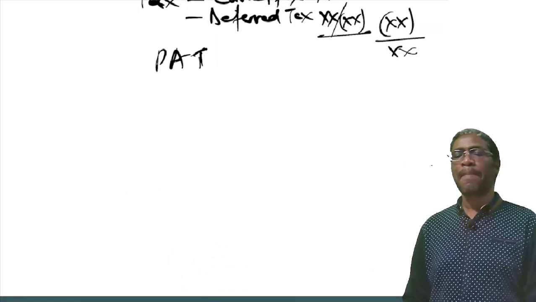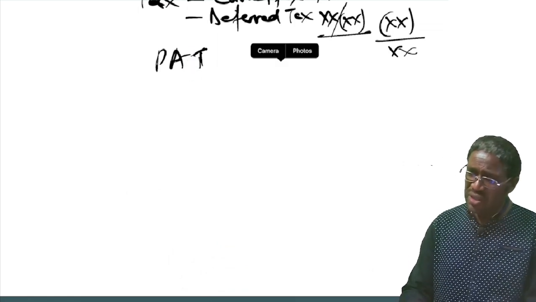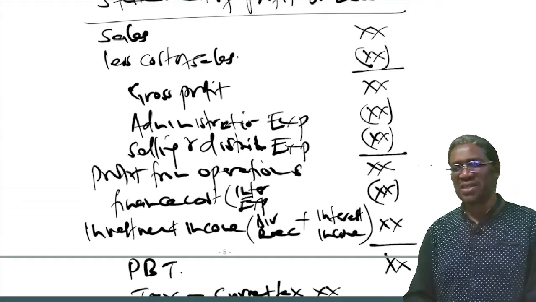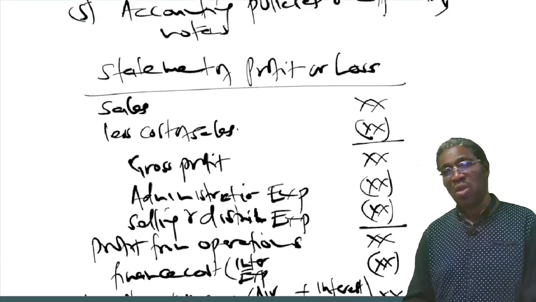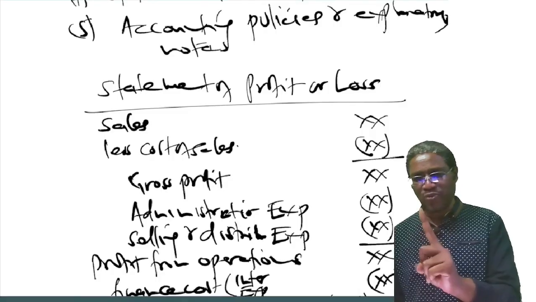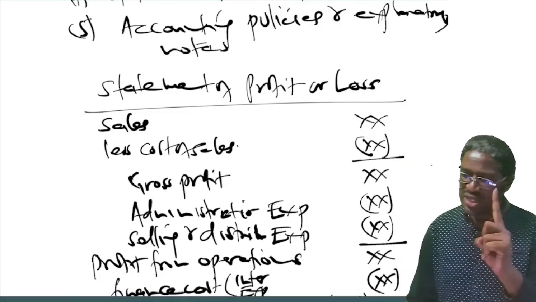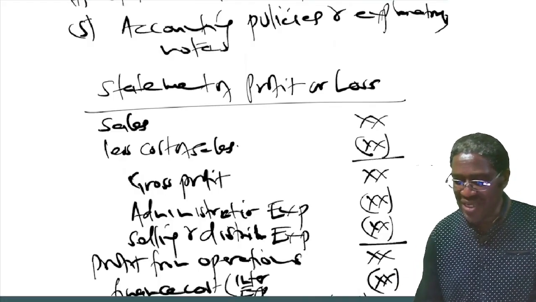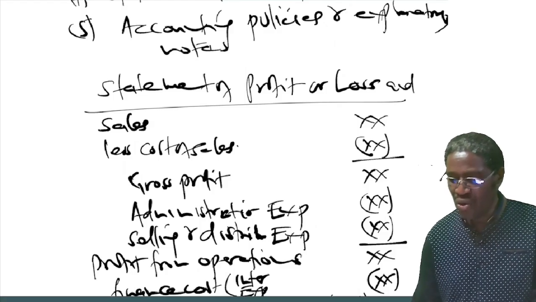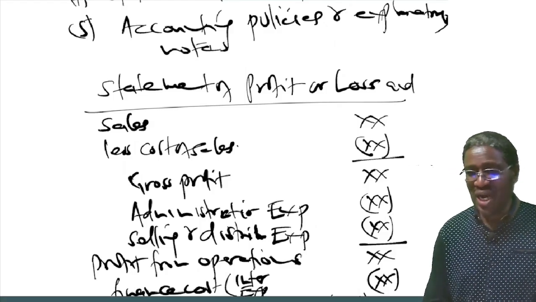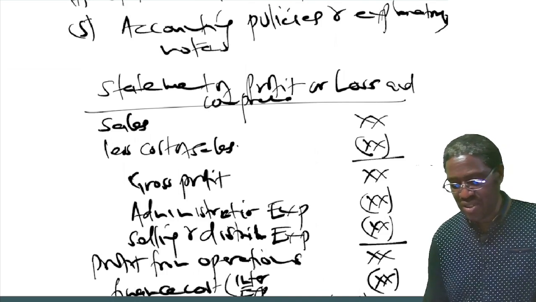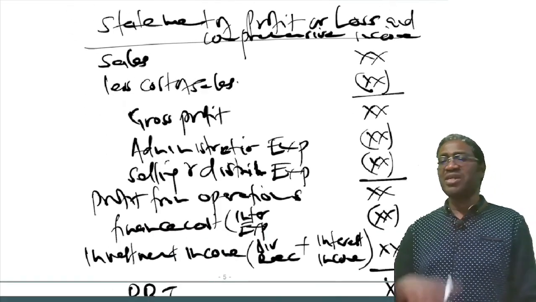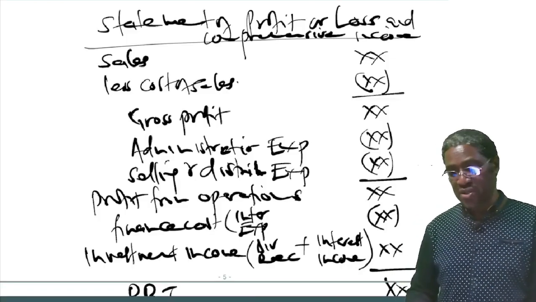Good. Now listen. But it also depends on the way the question is framed to you. If the examiner has told you, prepare a statement of profit or loss and other comprehensive income, that's what I want to talk about now. Or sometimes they tell you prepare an income statement and other comprehensive incomes.